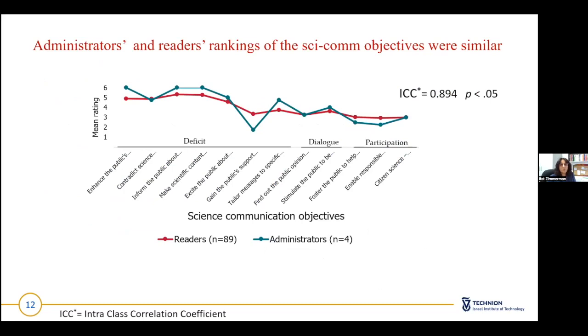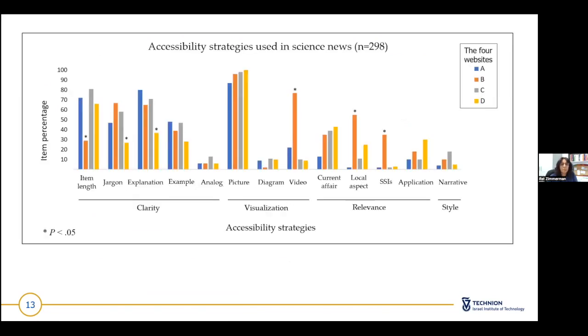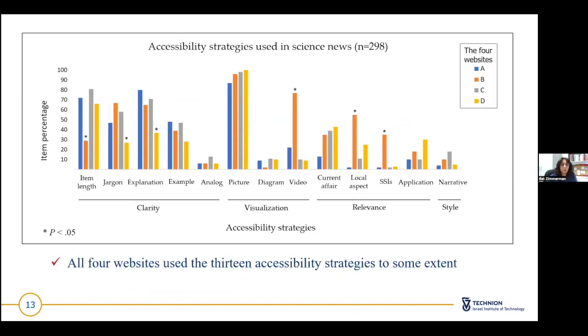Administrators and readers' rankings of the science communication objectives were similar, indicating alignment between the significance the administrators attributed to each objective and the reader's perception of the efforts in practice made by the websites to achieve them. The analysis of the items indicated that all 4 websites used the 13 accessibility strategies to some extent, and some accessibility strategies were more frequently used than others.